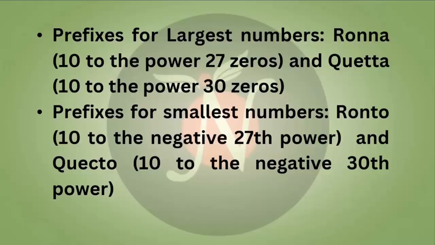The prefixes for the larger numbers, Ronna, 10 to the power 27, and Quetta, 10 to the power 30, are introduced. And prefixes for the smallest numbers are Ronto, 10 to the power minus 27, and Quecto, that is 10 to the power minus 30. So these are the two terms which are introduced into the SI system, and it is very important to remember these points as the terms can be asked in the UPSC prelims exam.